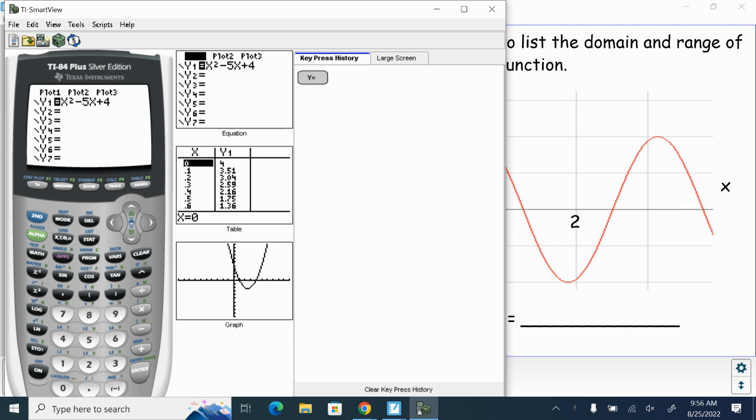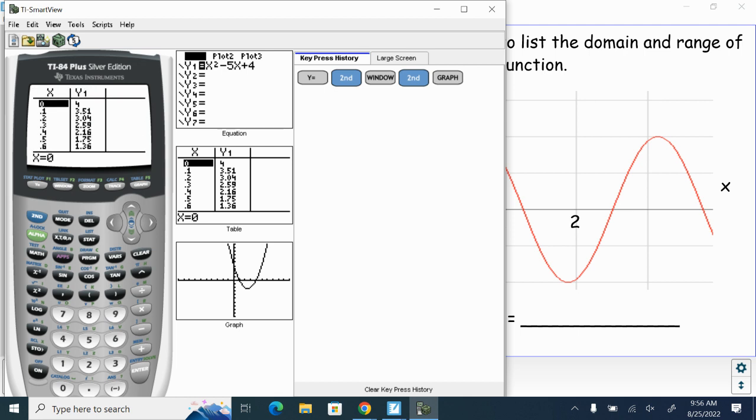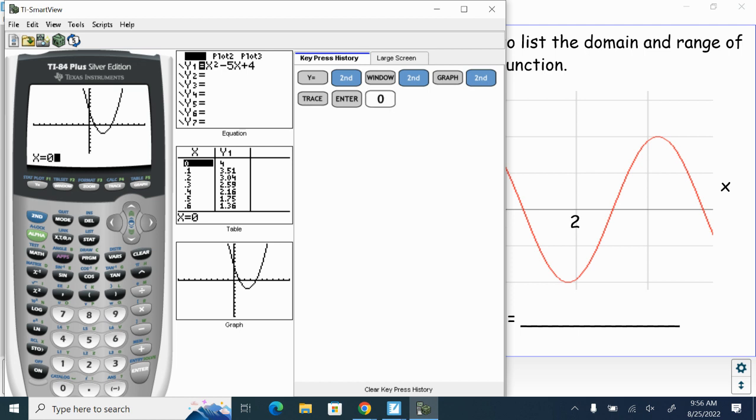A couple of ways of going about it. We can go to second and table set, and set your table to any values you want, your domain and your increments there. And that will give you, second and table, a table at that point. Or the second way is second and calculate, and you can calculate values for your function. The function will come up and ask what x values you want, and you can type in an x value and come up with a y value. So either way is a correct way of doing it.